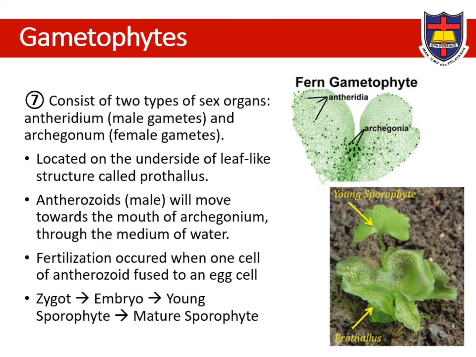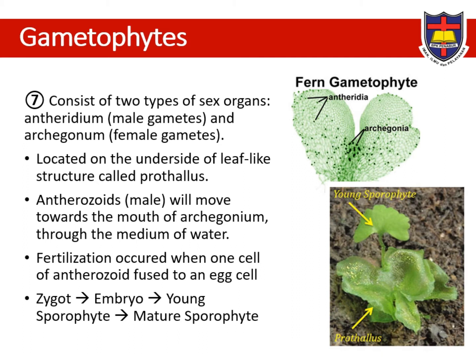Next, let's talk about the gametophytes of pteridophytes. The gametophytes consist of two types of sex organs. The first one is antheridium, which will produce male gametes, and the second one is archegonium, which will produce female gametes. Both antheridium and archegonium are located on the underside of the structure called prothallus.